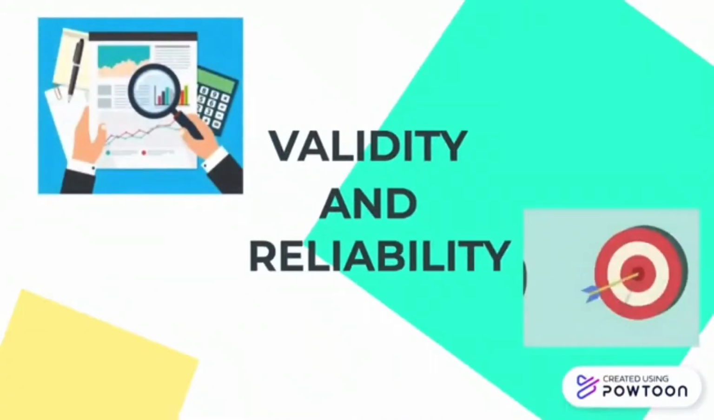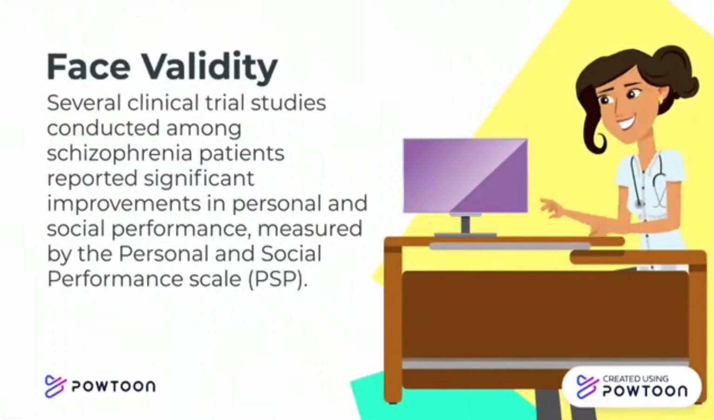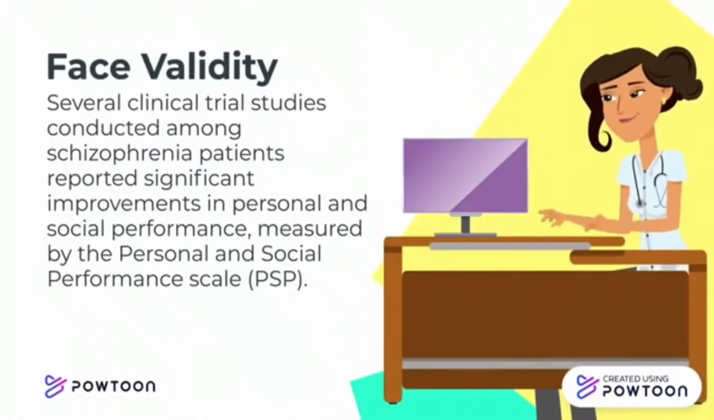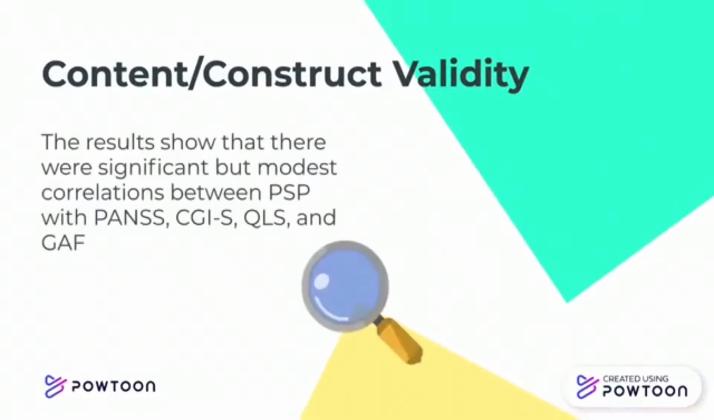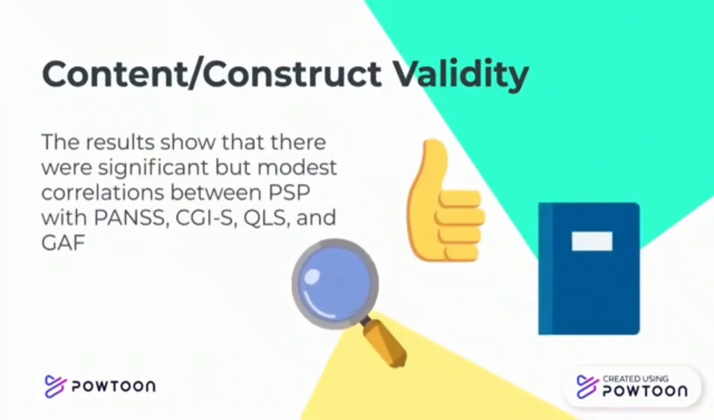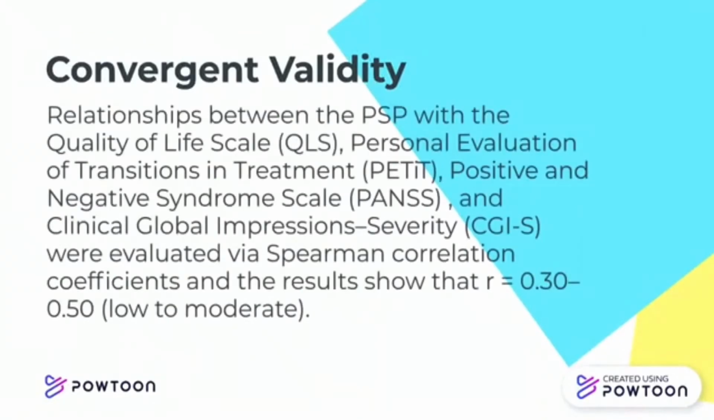Validity and reliability. For face validity, several clinical trial studies conducted among schizophrenia patients reported significant improvements in personal and social performance measured by the PSP. There were significant but modest correlations for the content or construct validity. The relationships between the PSP and the other assessments are low to moderate for the convergent validity.